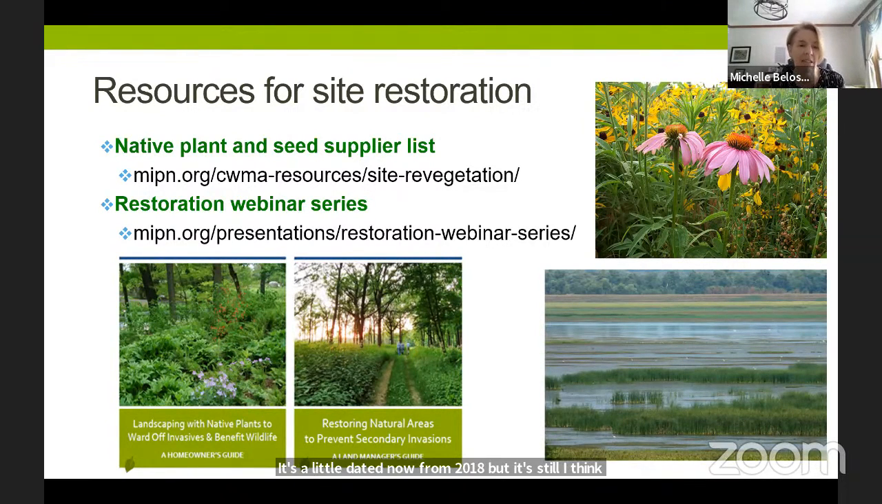And we have a couple of guides on landscaping to help prevent secondary invasions and warding off invasives moving into your property, one designated for homeowners and one more for people on the land management side of things.